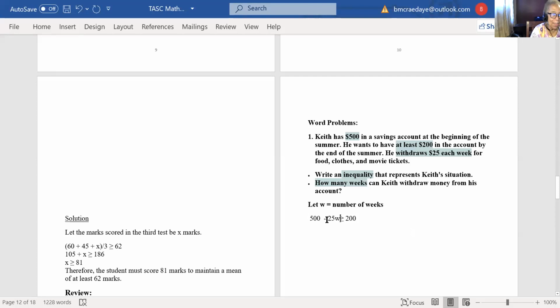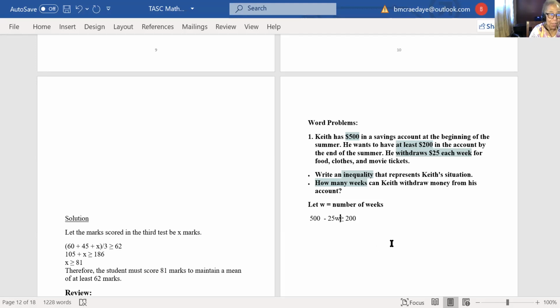So $500 minus the $25 per week times W, the number of weeks, has got to be greater than or equal to $200, right? So there's your inequality. The $500 he started with minus the $25 a week he's withdrawing, and what's left is at least $200, which means greater than or equal to $200. Okay, Maureen, are you okay with that? Yeah. All right. Now, Vanessa, what is the next step?